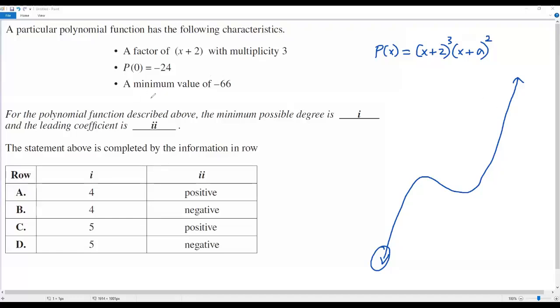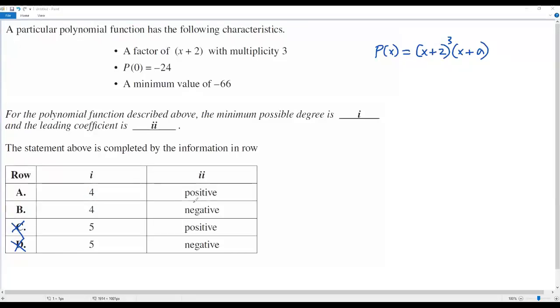But in our problem, the question says a minimum value of -66. So definitely our polynomial cannot have an odd degree. It must have even degree. Among the four choices, in row C and row D we have odd degree. There is no chance to have odd degree, because if you have odd degree 5, we cannot have a minimum value as said in the question. So I think our polynomial must have even degree. Even degree means it must be 4, because we have only one option. So here we have 4, 4. Okay, either option A or B can be correct.